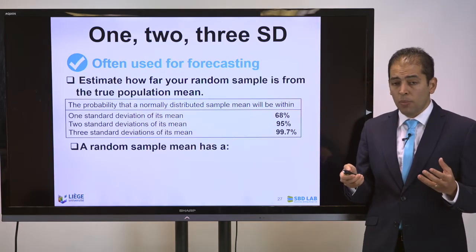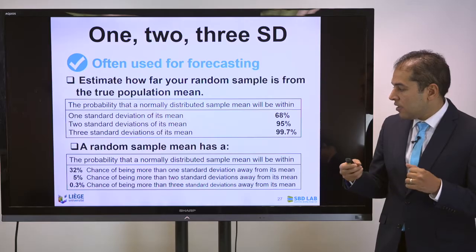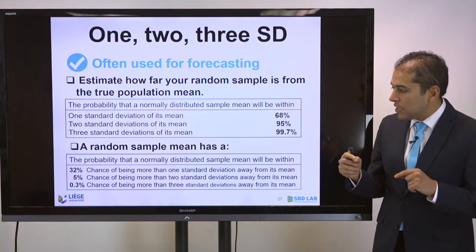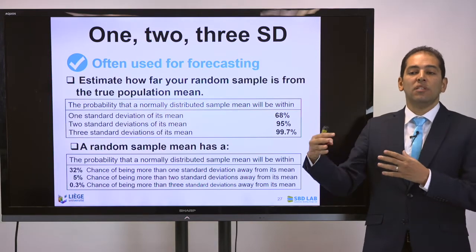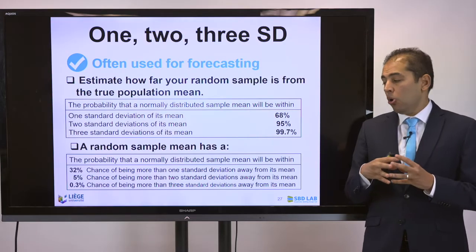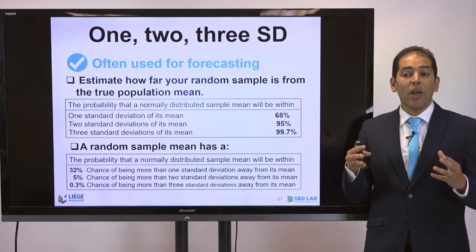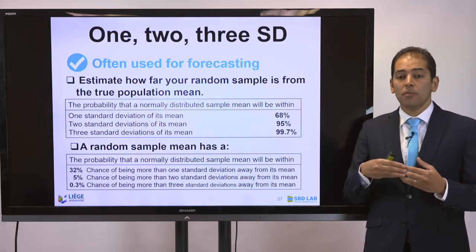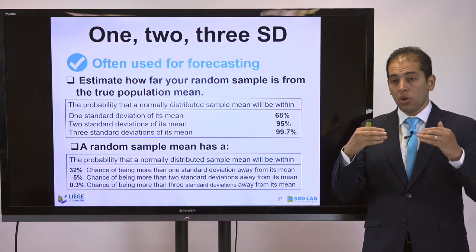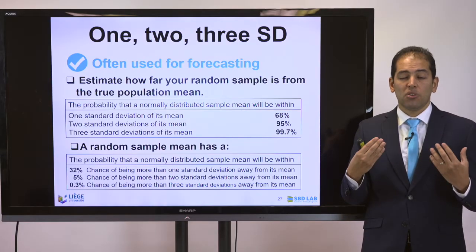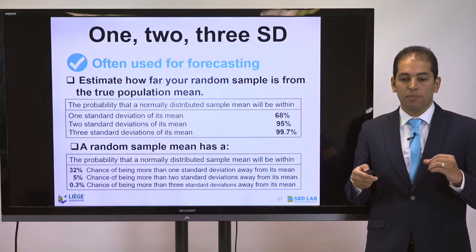99.7%. In other words, this means that a random sample mean under the normal distribution has a 32% chance of being more than 1 standard deviation away from its mean, or a 5% chance of being more than 2 standard deviations away from its mean, or a 0.3% chance of being more than 3 standard deviations away from its mean. So the lower we go, the better it is, and this means our sample is representative, it's large enough, and the range of error is as small as possible.